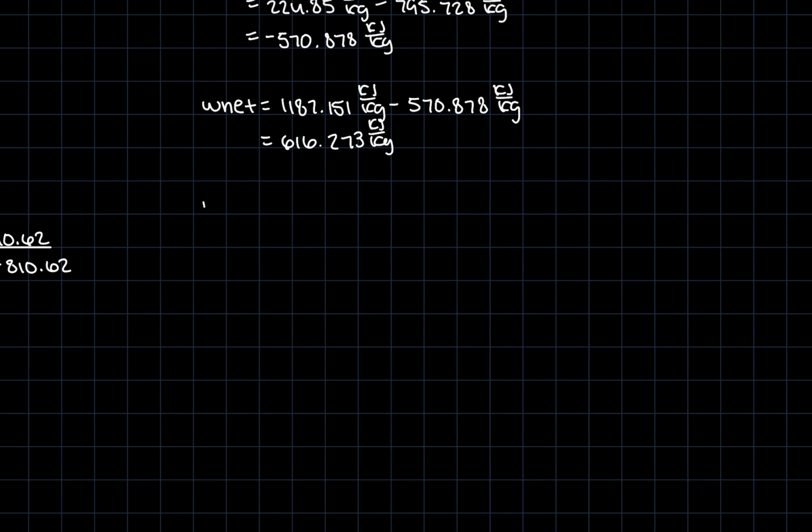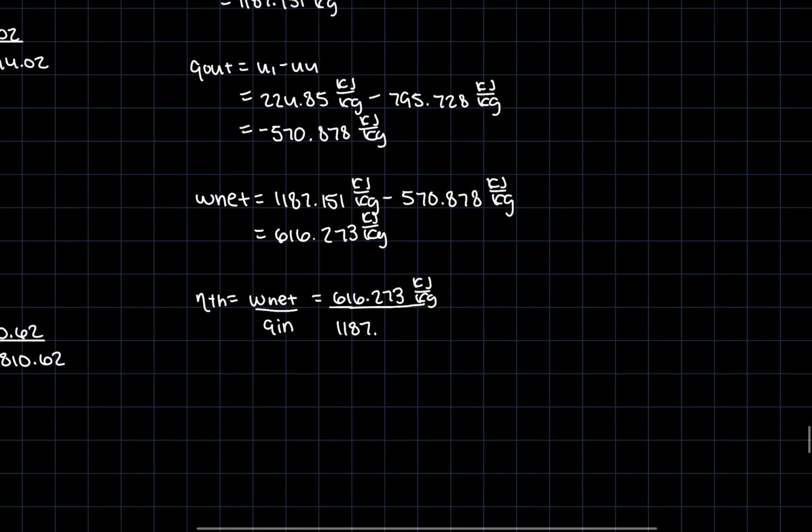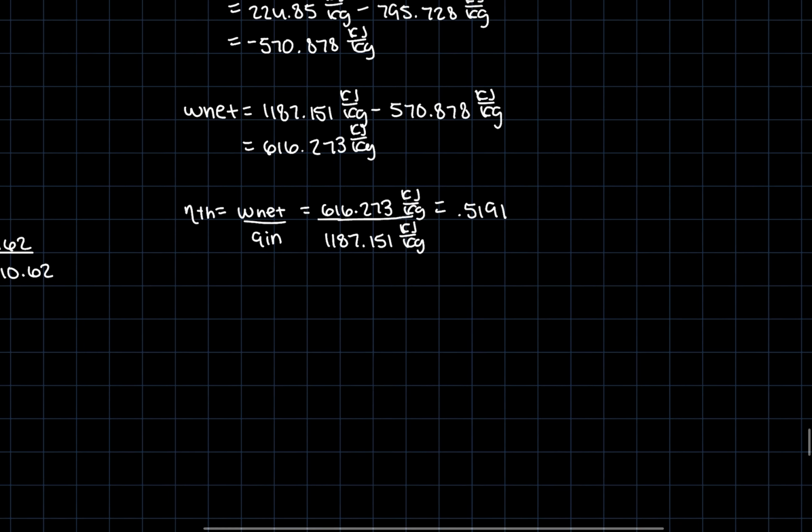And now we can find our thermal efficiency. So again, like we said, thermal efficiency is equal to W net divided by Q in. So we can do 616.273 kilojoules per kilogram divided by 1187.151 kilojoules per kilogram. And once we do that, we can see that it equals 0.5191, which if we multiply that by 100 to get it in percent form, is 51.91% for our thermal efficiency.